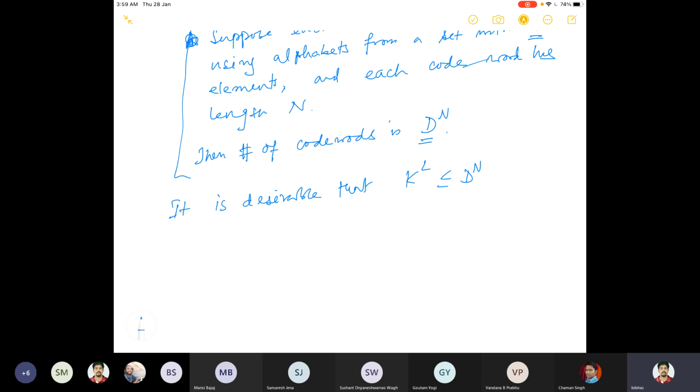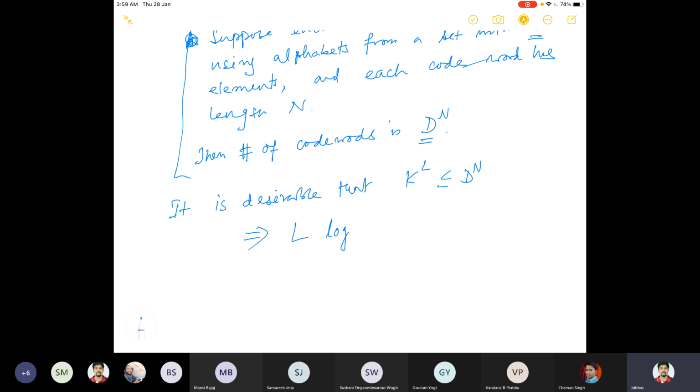So if D is the number of alphabets using which you want to design the code words, then D to the power n is the number of such possible code words, and k to the power L is the number of such sequences of source letters. In order to decode perfectly, or to have a separate code word for each of these sequences of source letters, we must have k to the power L less than or equal to D to the power n. But if this happens, what does it mean?